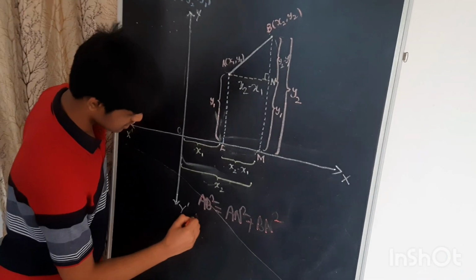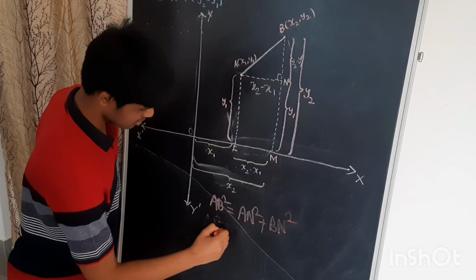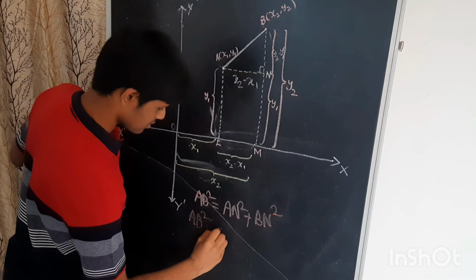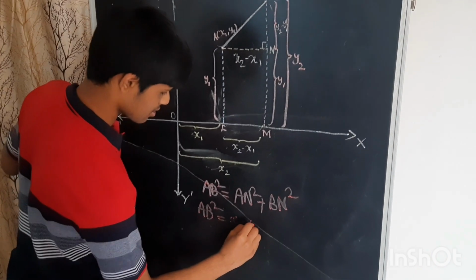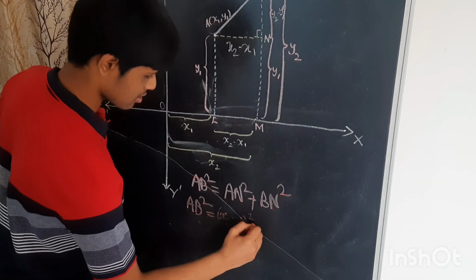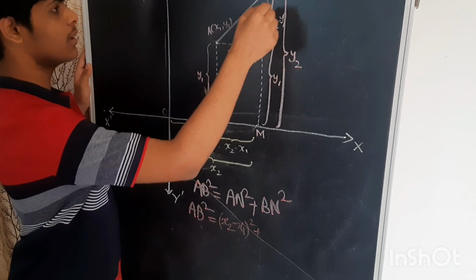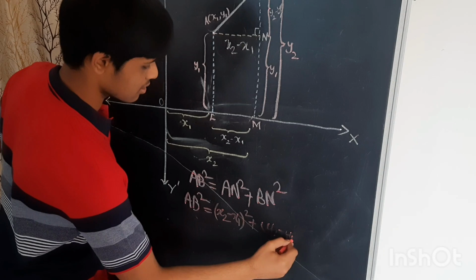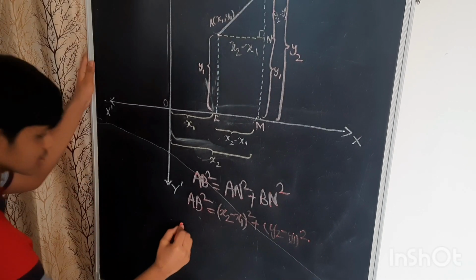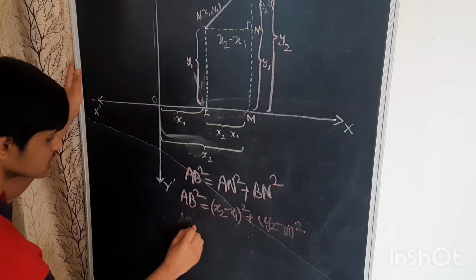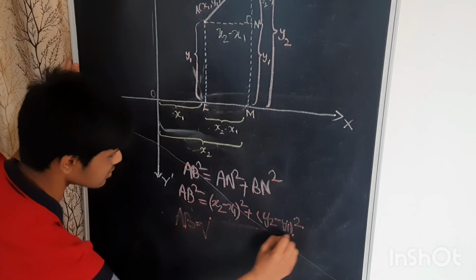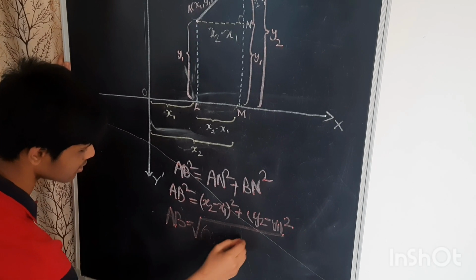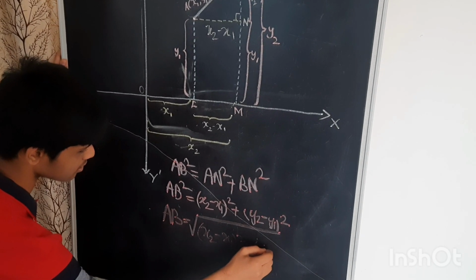So AB square is equal to AN, which is nothing but x2 minus x1, so (x2 minus x1) whole square, and BN is nothing but y2 minus y1, that is (y2 minus y1) whole square. So AB is equal to square root of (x2 minus x1) whole square plus (y2 minus y1) whole square.